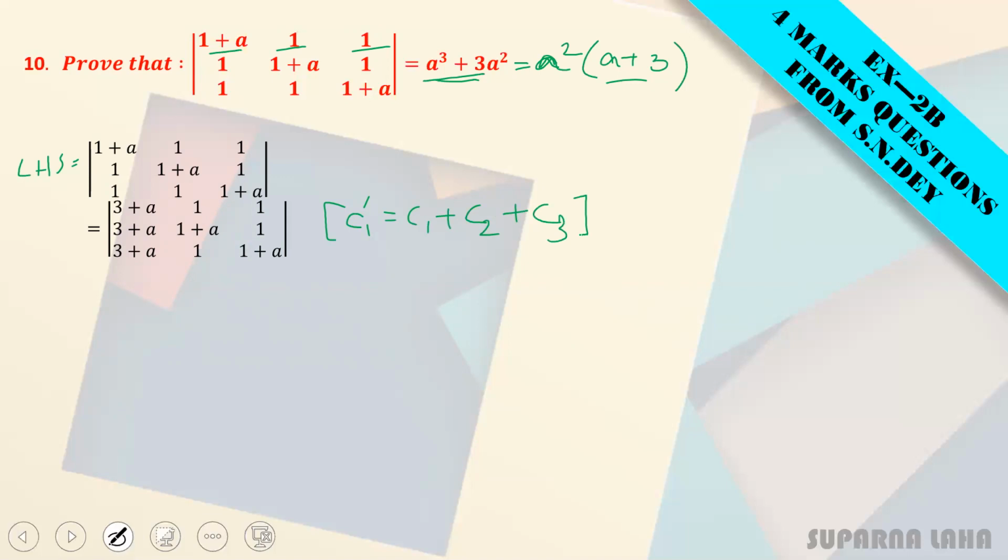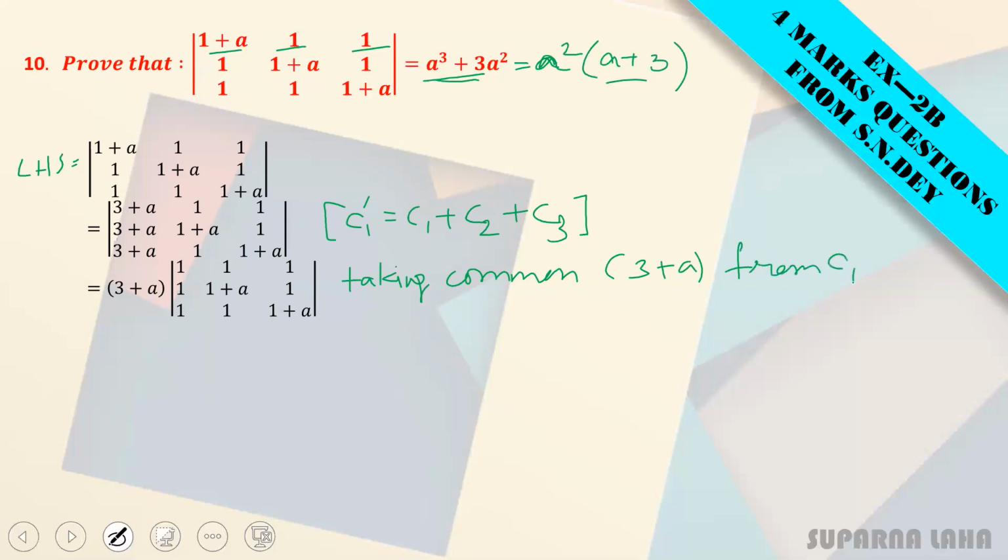Okay. Now taking common this 3 plus a from C1. From the C1 you are taking common this 3 plus a. So now after taking common, these elements are 1 and 1. So in a similar manner, in this row also 1, 1, 1 is there. So you can make this also the one element non-zero and other element 0. And for the column, you can also apply the same process.